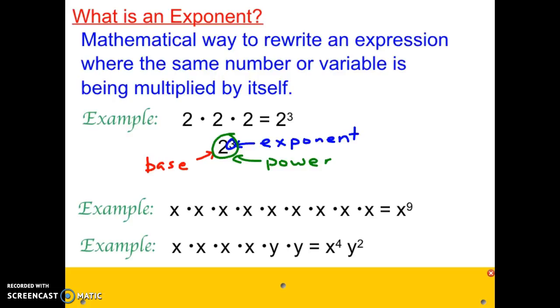For the next one, you can also have multiple variables in the same problem. For this one, I got x times x times x times x times y times y. If we count up those x's, we have 4 of them, so x is raised to the 4th. For the y's, notice there's 2 y's there, so y is being raised to the 2nd, or some people say y is being squared.